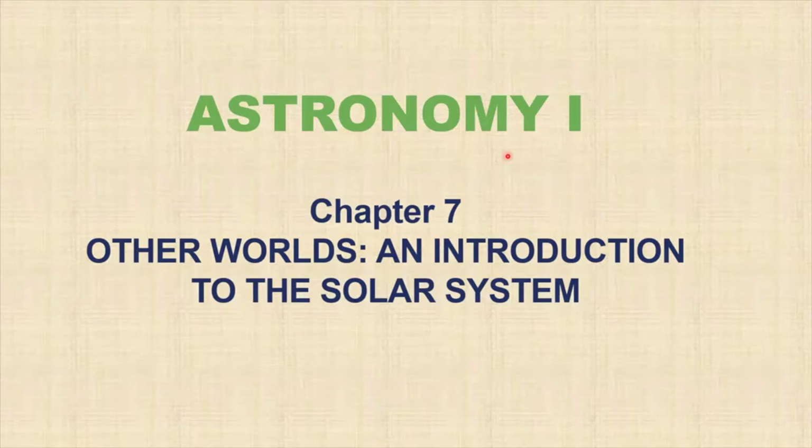These days, when we say other worlds, it also means the other planetary systems that are outside our solar system. We call them exoplanets. There are more than 5,000 exoplanets that have been discovered so far outside our solar system.